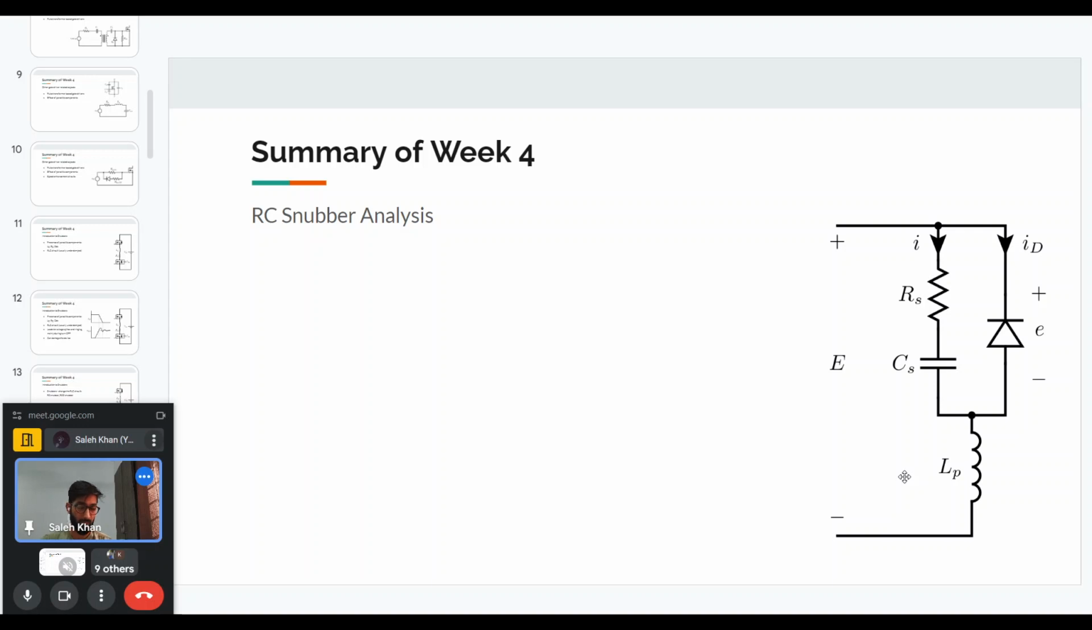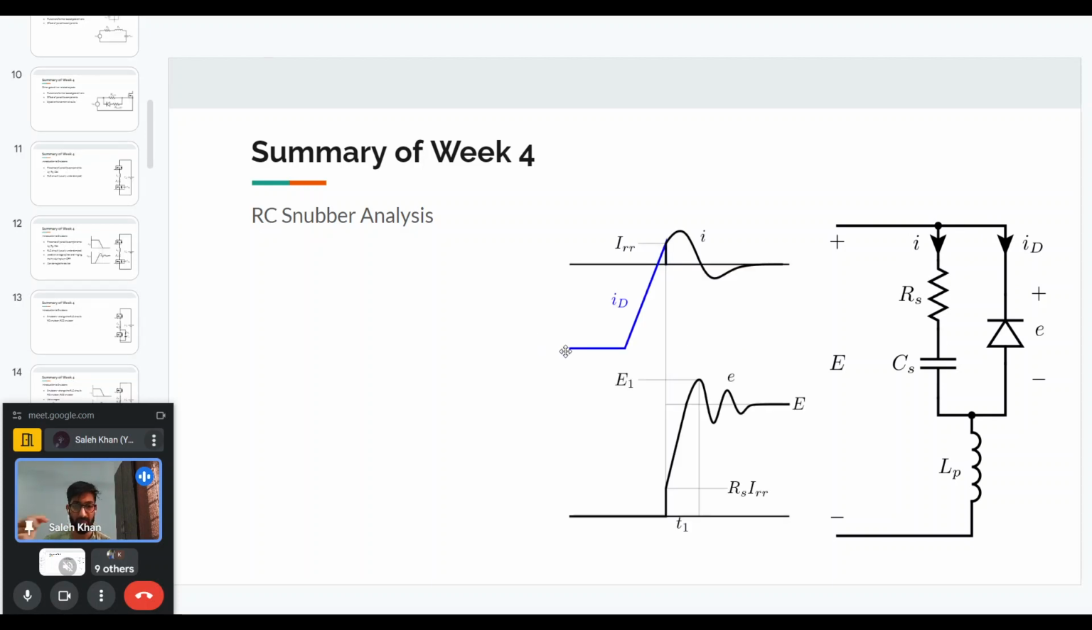This is the circuit that we are considering right now. We have the device here, which in this case is a diode, and across this device we have the RC snubber, and then we have the parasitic inductance. The capital E voltage is basically the full turn off voltage that will be blocked by the device. The small e voltage is the actual instantaneous voltage that is blocked by the device, ID is the device current, and I is the snubber current.